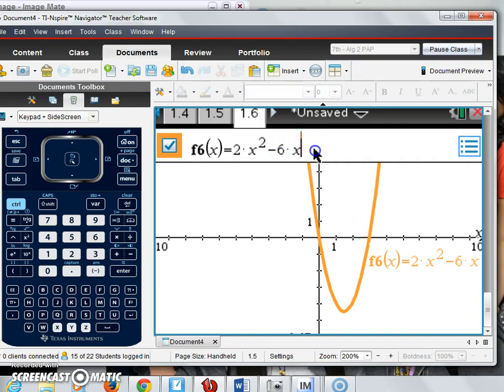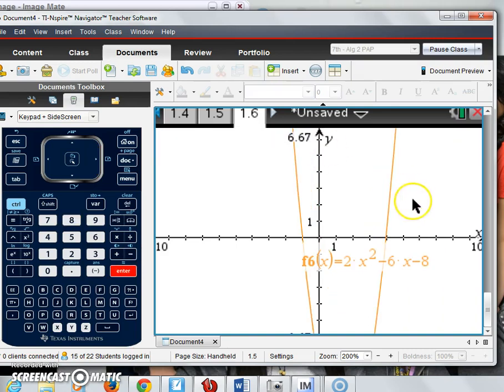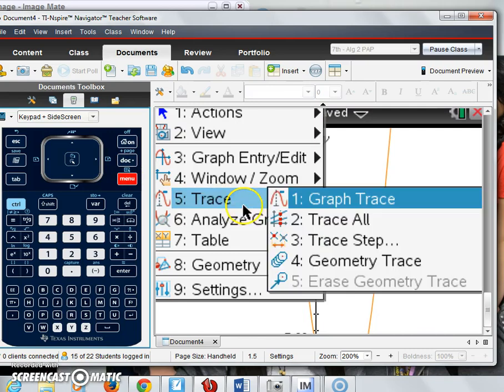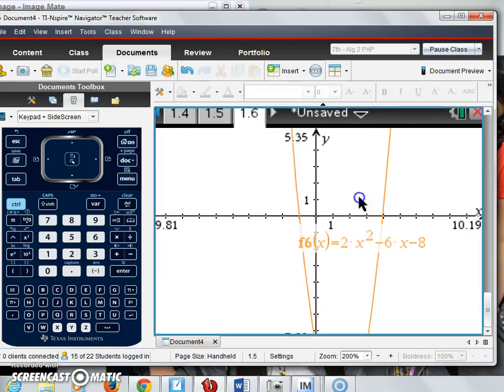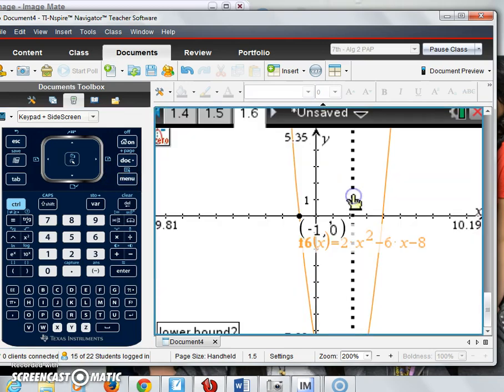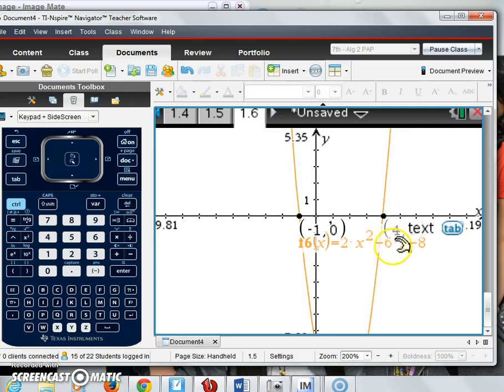minus 8. You graph the function, and I'm trying to find the x-intercepts. If you notice, my x-intercepts occur at Menu, Analyze Graph. I'm going to find my zeros. My first zero happens at negative 1, 0. And my second x-intercept happens at 4, 0. Okay, so when I check my answers, I should have an x-intercept, or a solution, of 4 and an x-intercept, or a solution, of negative 1.